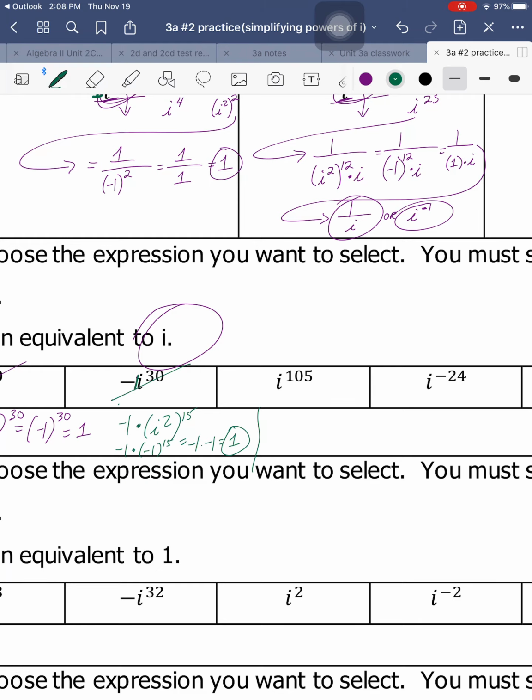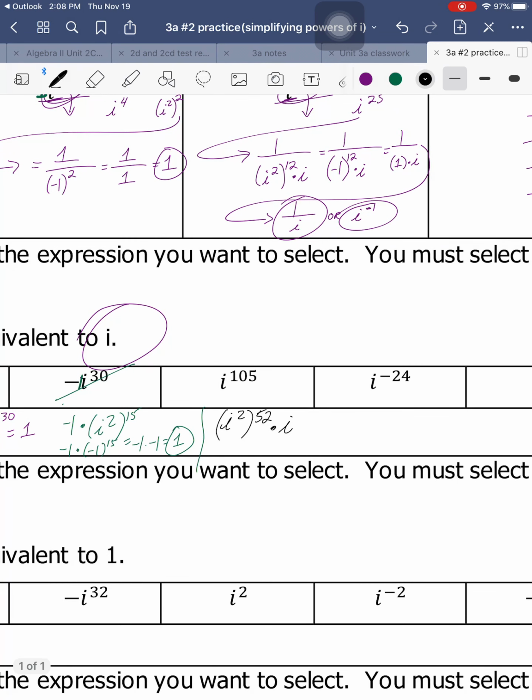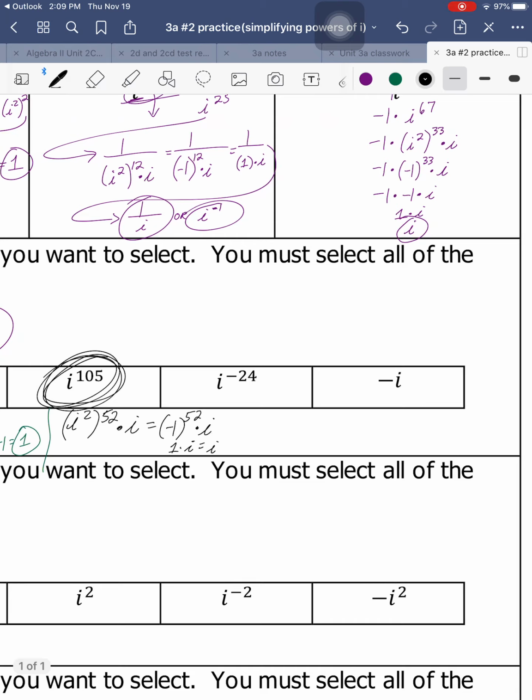So let's see here. We have i squared. How many squares can divide out of 105? That's 52. That's 104 times one more i. That's 105. i squared is negative 1. Negative 1 to the 52nd is a positive 1. 1 times i is i. Yes, there's an answer.